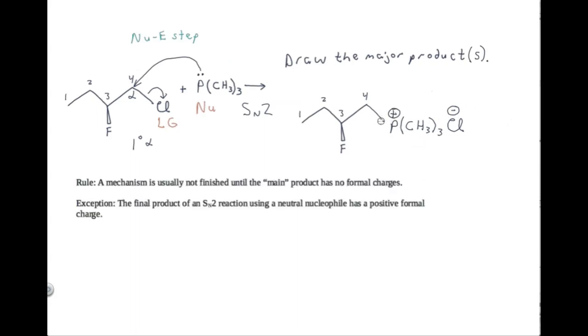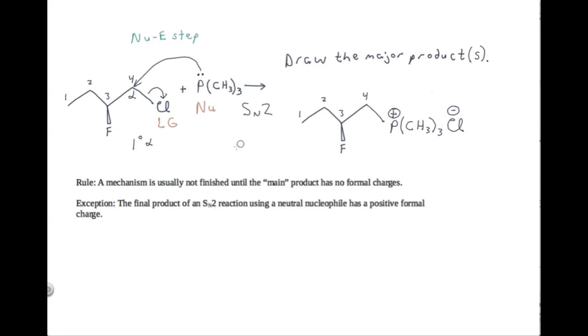Now, is this reaction finished, or do we need another step? Well, usually we would expect that when there's a formal charge on our main product, the mechanism is not finished. But we need to learn that SN2 reactions are an exception to that. Most professors would consider that it's okay for your final answer for an SN2 reaction using a neutral nucleophile to end up with a positive formal charge. So here we'll follow this exception.